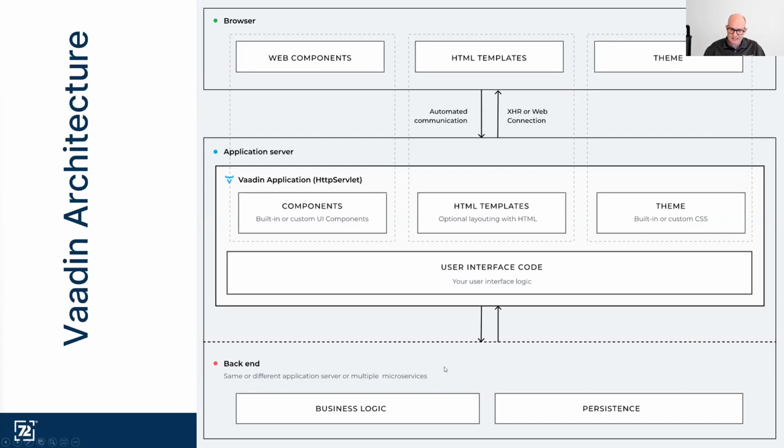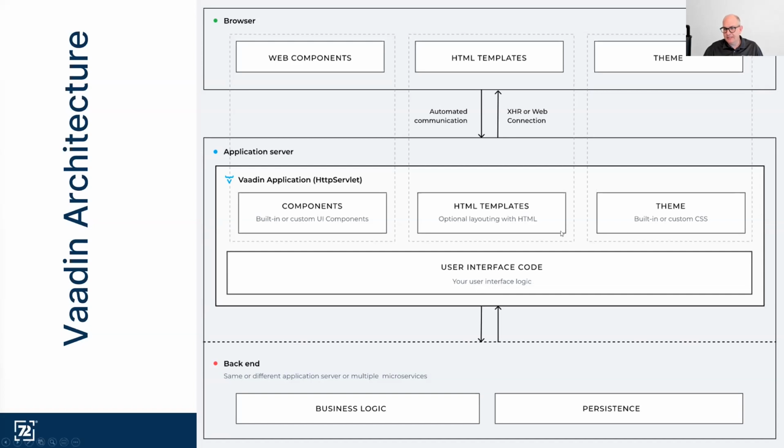So, as I said, we have the backend. We have business logic in services. You have persistence in repositories, for example. You can use whatever you like in the backend. It doesn't matter. And you write your user interface code in Java. You have components. So we have the server-side components. You can also use HTML templates. So you can split the UI from the UI logic, like you do with other technologies, like, for example, if you do Thymeleaf templates.